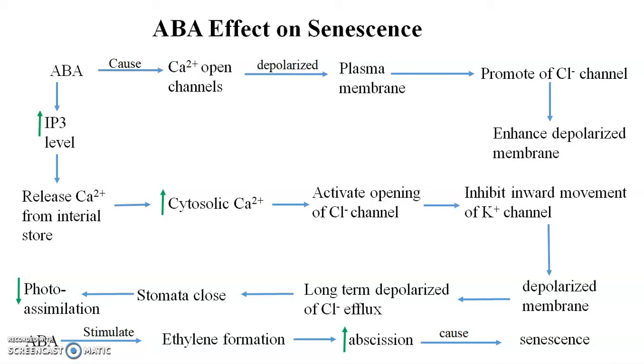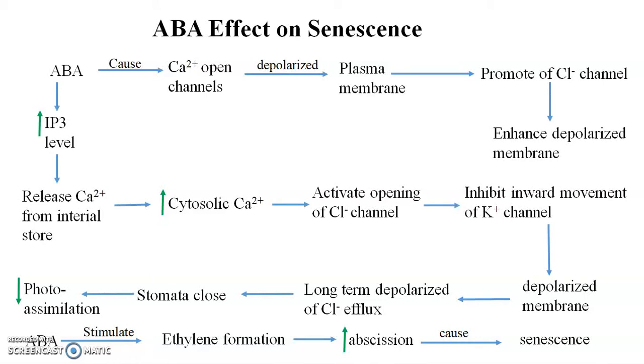Second, ABA induce the IP3 level increase. It releases calcium 2 positive from internal storage, which cause the increased cytosolic calcium 2 positive, which activate the opening of chlorine negative channels and inhibit inward movement of the K positive channel, which depolarize the membrane and long-term depolarization of chlorine negative efflux occur, which cause the stomata closing and stomata closing decrease the photoassimilations.